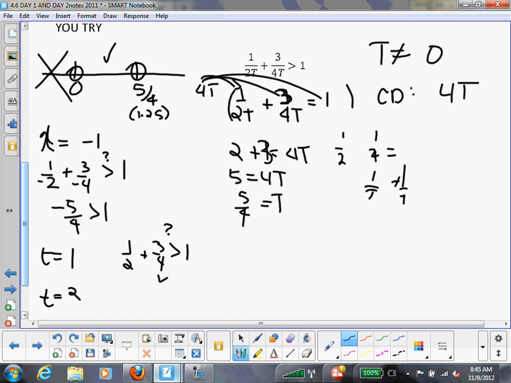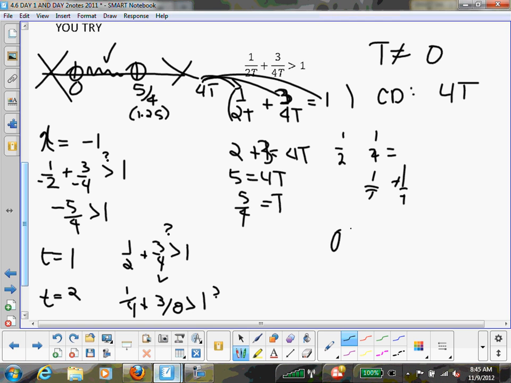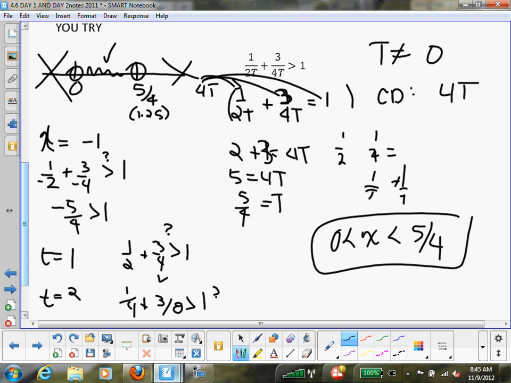So 2. This gives me 1/4 plus 3/8. Is that greater than 1? It's 5/8, isn't it? 2/8 plus 3/8 is 5/8. Is that greater than 1? So I want the values here. How do I write that inequality? That's the only interval that's going to work in this problem. That's going to make that.